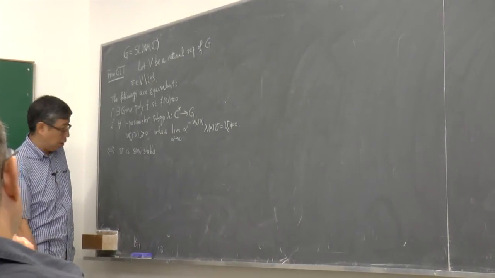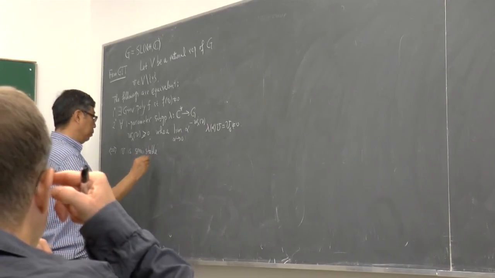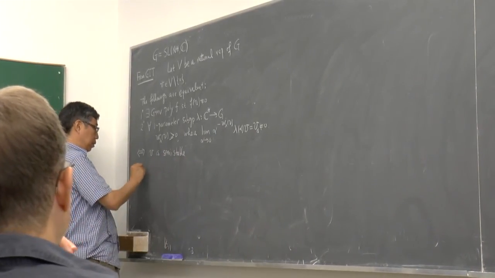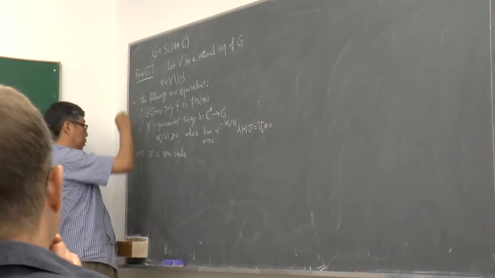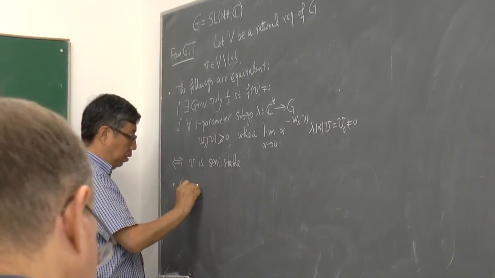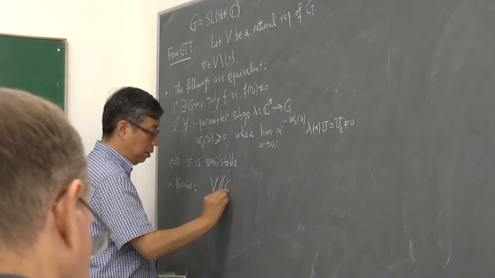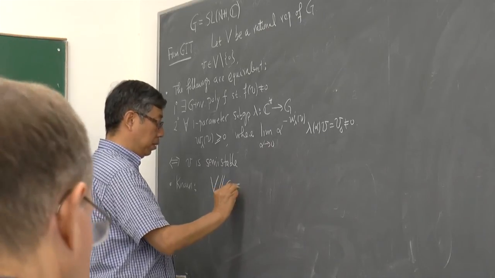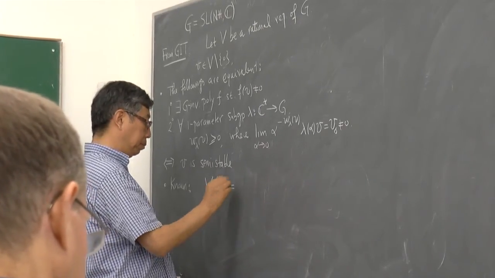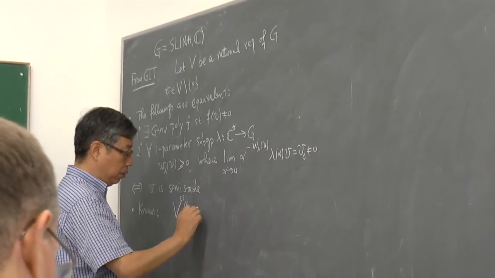So V is semi-stable, and we also know that this is also long. See this. And this is closed by this, so that means all the semi-stable points are closed by this, so it's V//G, which is quasi-projective.